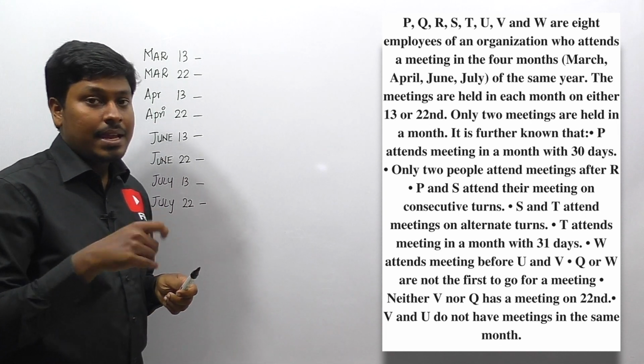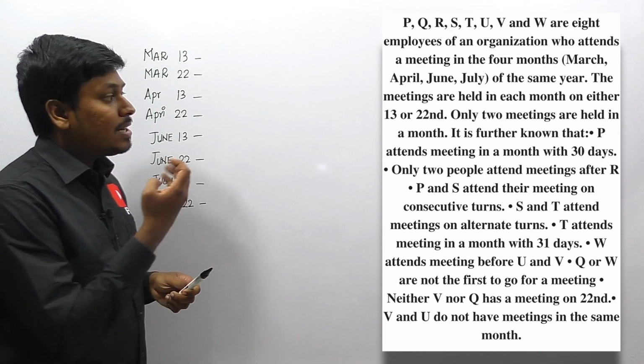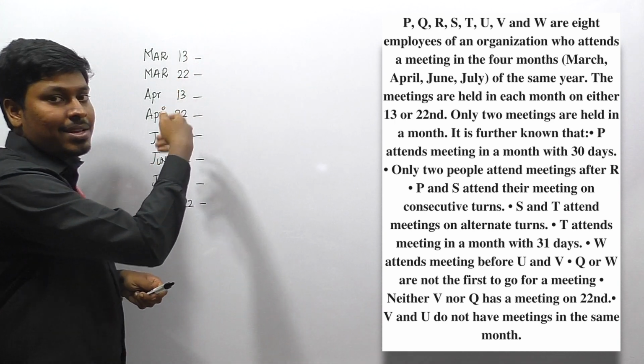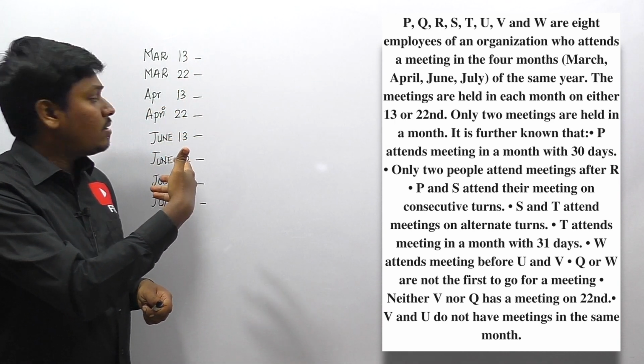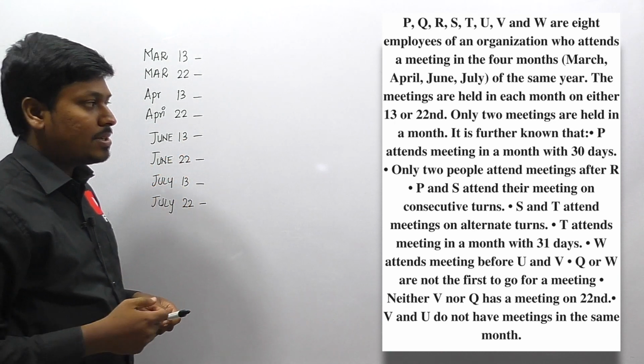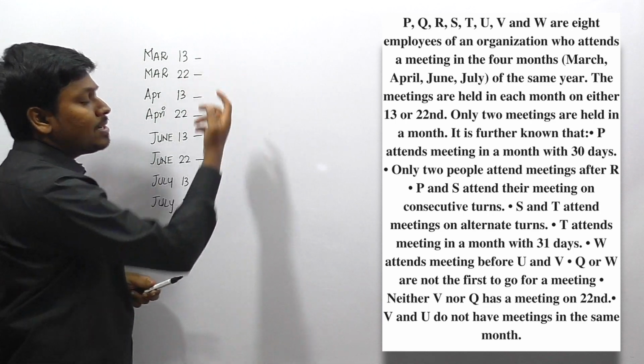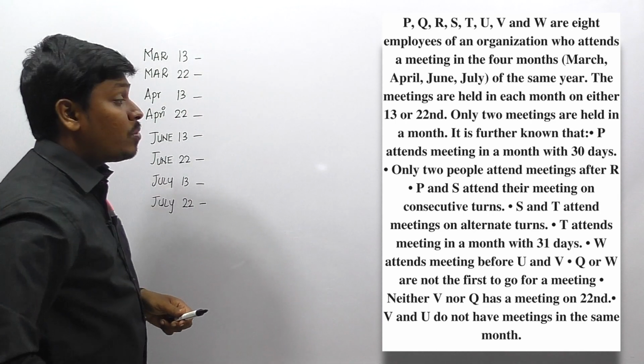So friends, totally there are 8 employees attending a meeting and there are 4 different months and 2 days, right? Either it can be March 13 or March 22. Similarly, April 13 or April 22. Similarly for the 4 months. So only 2 meetings are held in a month. Okay friends, let me move on to the first point.